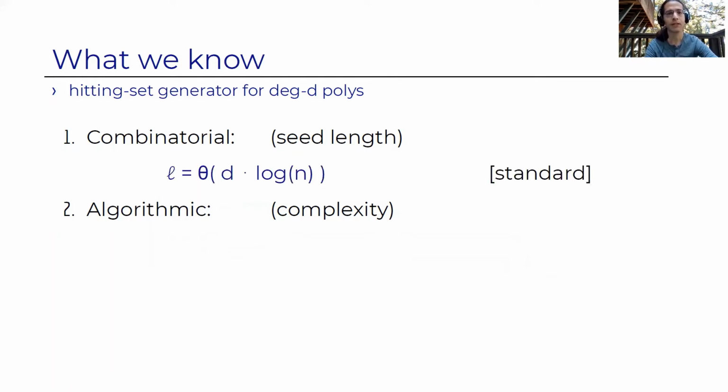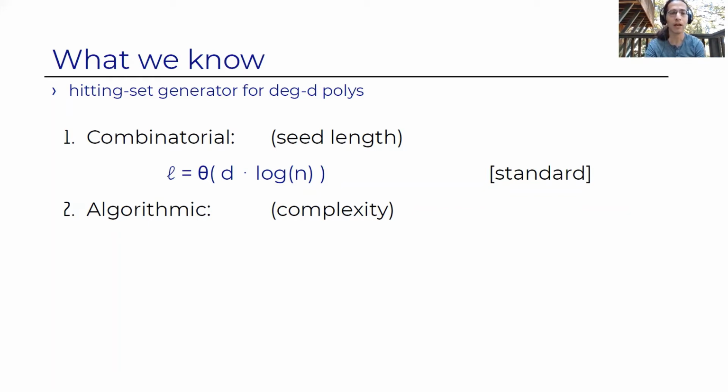By a standard linear algebraic argument, we can show that the best seed length is essentially d times log n. This is both an upper bound by a probabilistic argument and a lower bound by this linear algebraic argument. So this is the best answer, d times log n, and we want to get it algorithmically.